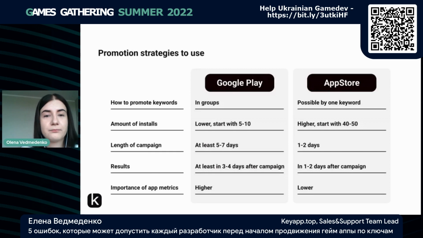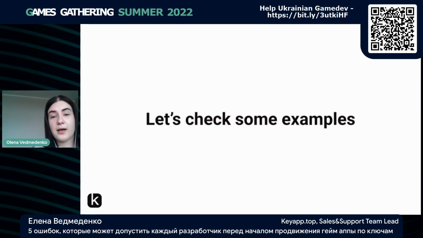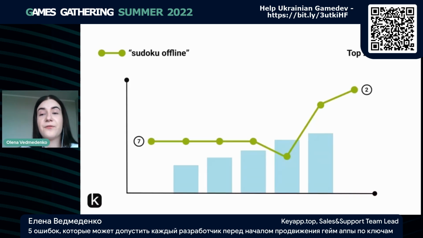And at this stage, I would like to pay attention to some examples we faced during the promotion of games in different regions for different types of keywords, basically different types of search requests. So, in the first example, you may see that we worked with a Sudoku app, and I decided to give the results of the Sudoku offline keyword promotion. Alongside, we promoted the app for connected keywords like Sudoku games and Sudoku for free.